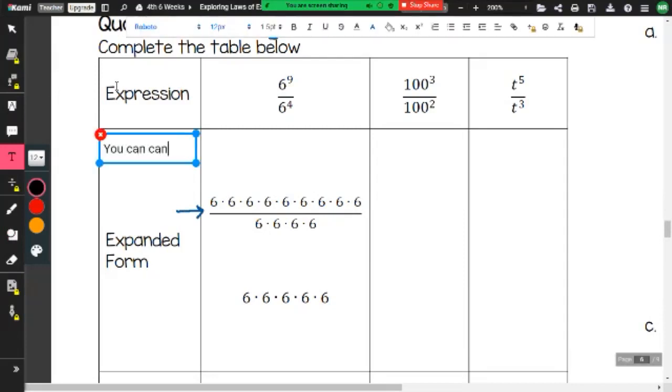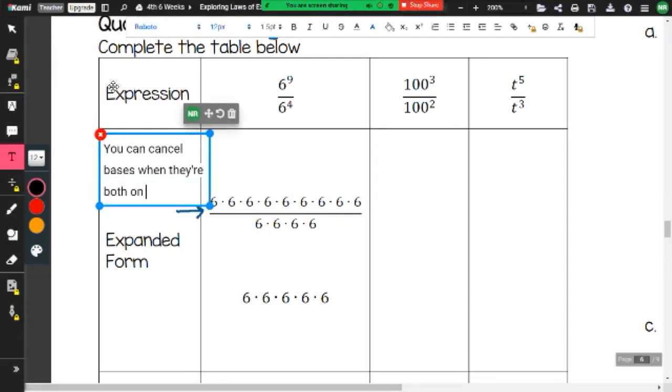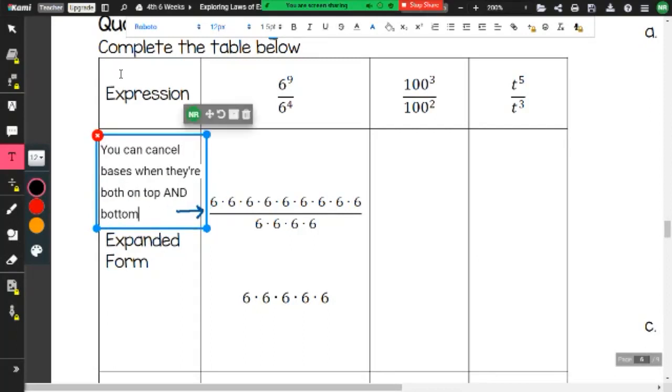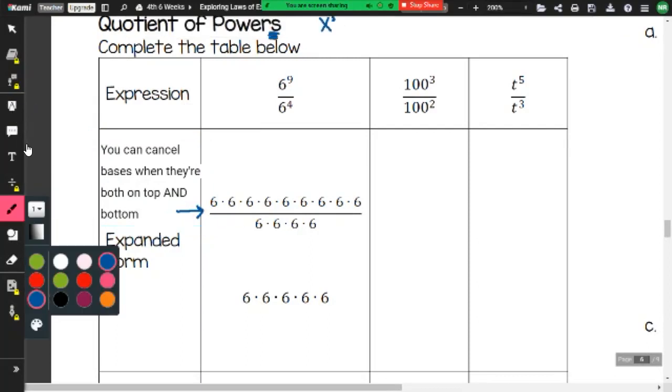You can cancel bases when you have that same base on both the top and the bottom, not just the top. So if we look at this one, we can cancel.